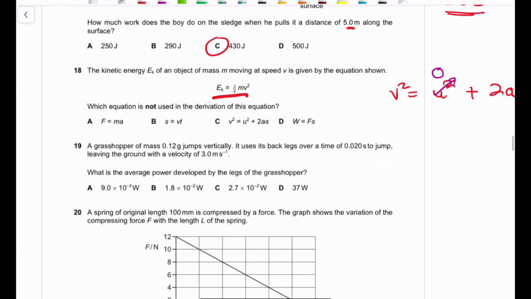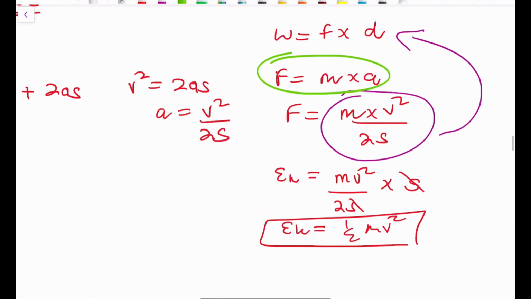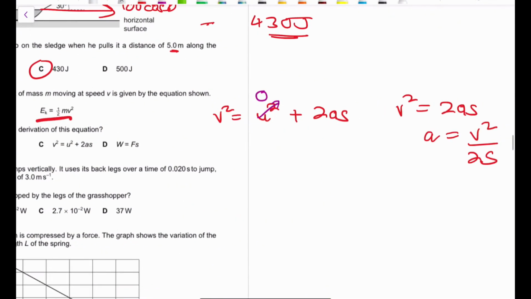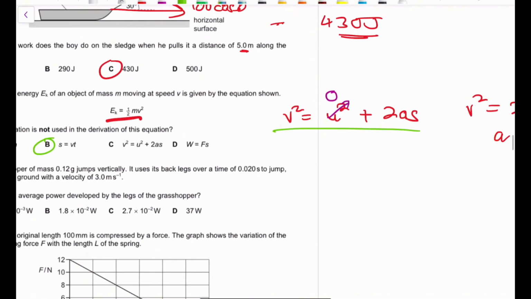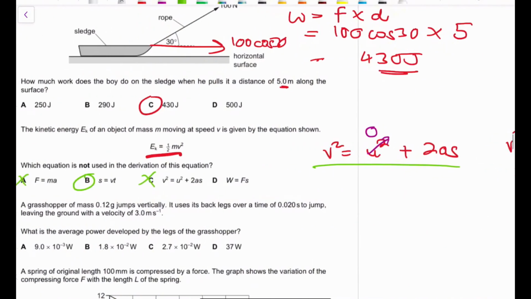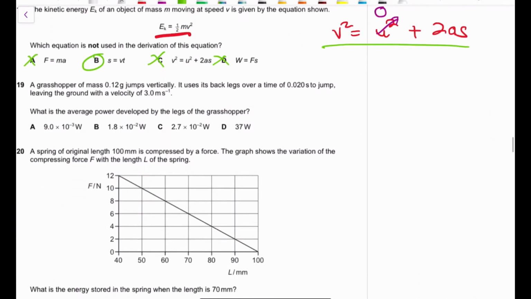Okay, so A is wrong because they're asking which equation did we not use. Did we use s equals vt? We did not. I don't see anywhere where I use s equals vt here, right? So B is the correct answer, because C is literally right here. So C is wrong, and D, work done equals force times distance, here it is again. So D is going to be wrong. So the answer is going to be B.